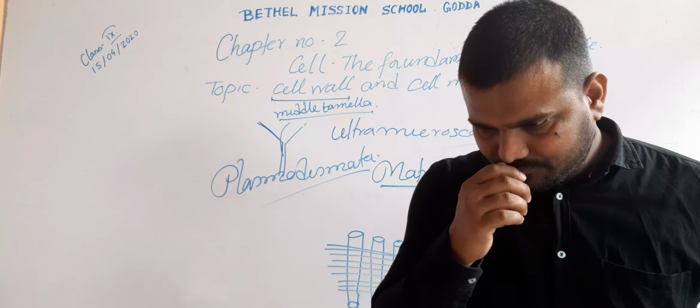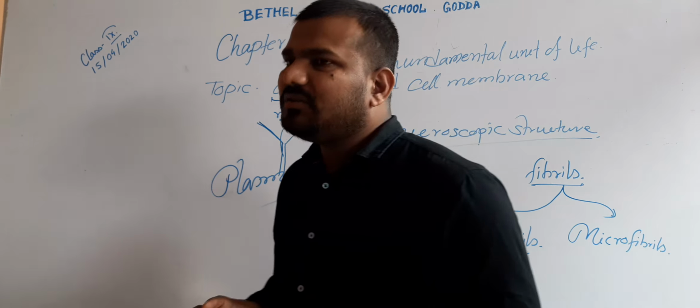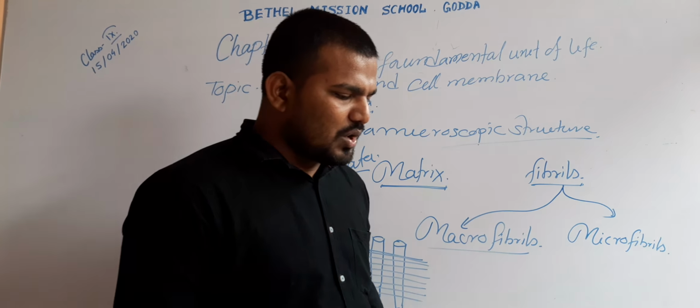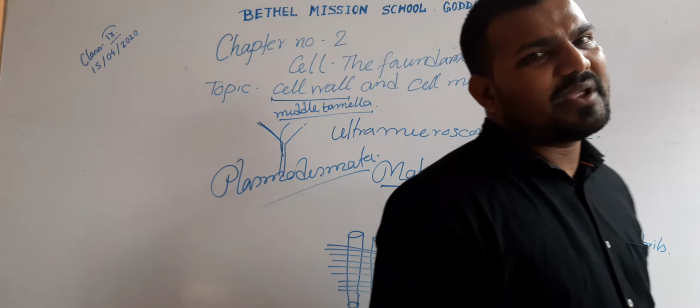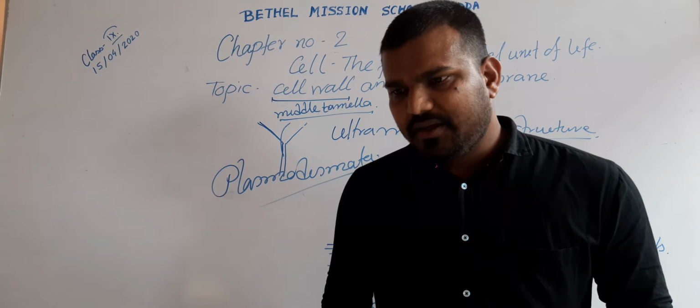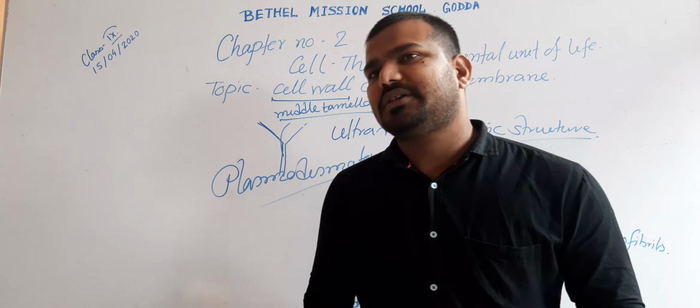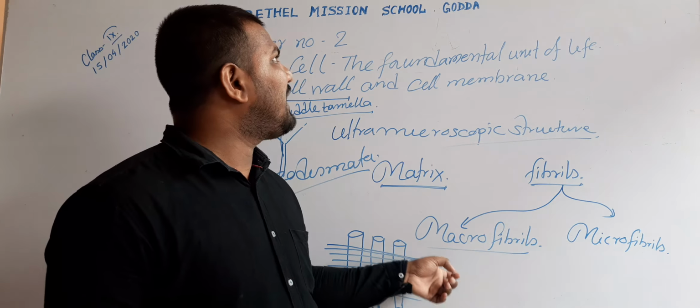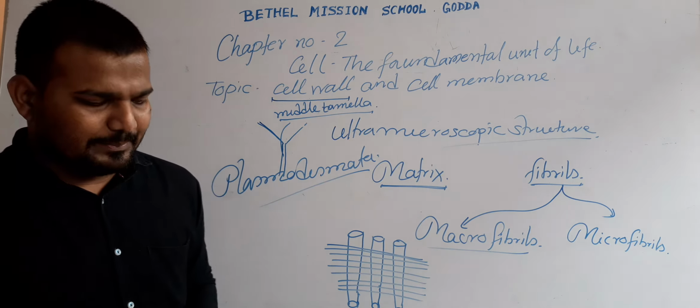Now Anton von Leeuwenhoek, or A.V. Leeuwenhoek, was the first scientist who observed the cell membrane for the first time. And Pauli was the scientist who coined the term plasma membrane in place of cell membrane.